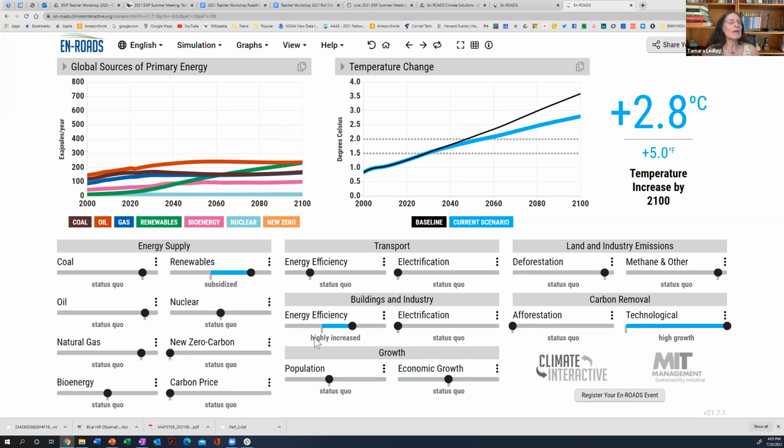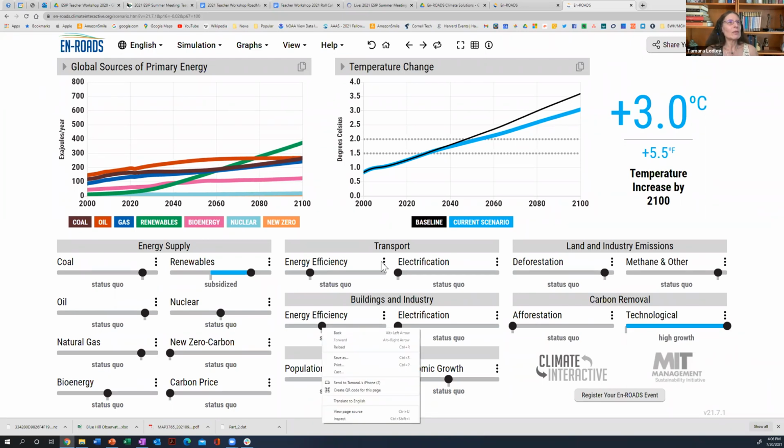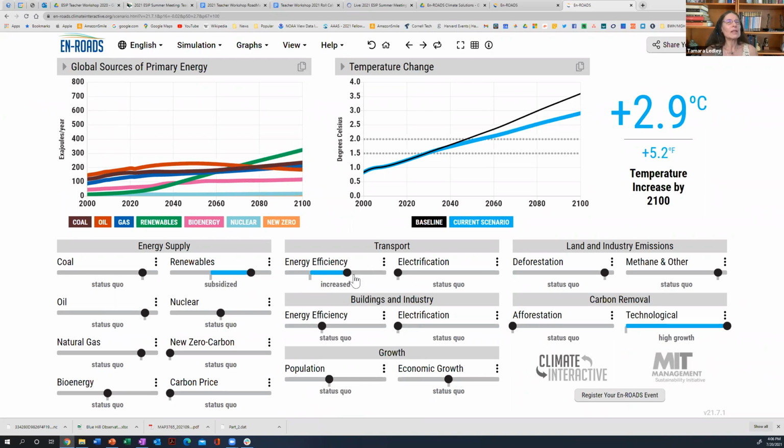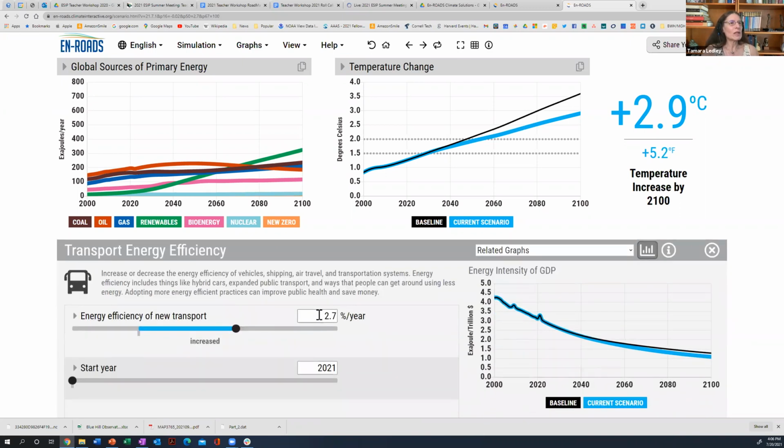So what I'm going to do now is put this back here, and I'm just going to increase energy efficiency of transportation. This has to be right on 0. There we go, to 3.0. Now I'm going to increase this one to highly increase. You see, this one didn't get us as far, and let's see what percentage that is. That's only 2.7% less. So let's make it the same as we had for the energy, and you see that it's still not.